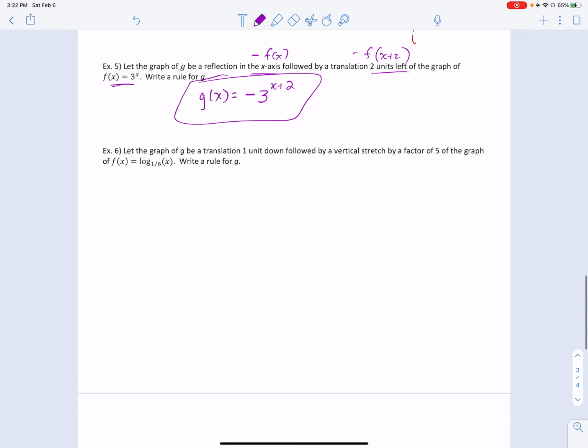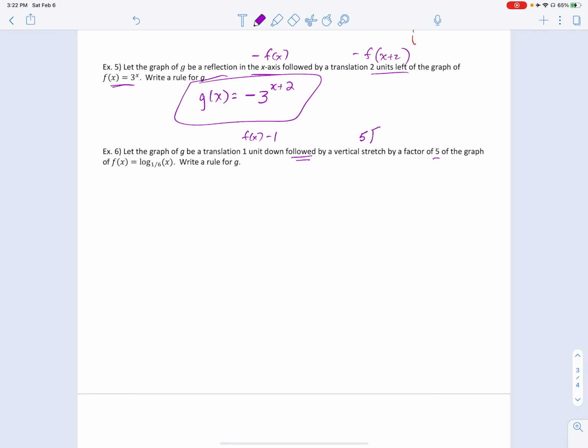Example 6, let the graph of g be a translation 1 unit down. So that's going to mean I need to take whatever f of x is and subtract 1 from all of it, followed by a vertical stretch. And it says followed by a 5. And that means I need to take 5 times this entire function after I have shifted it down 1. So I'm going to have to distribute the 5 across f of x and the minus 1.